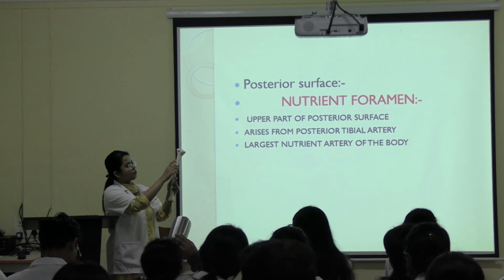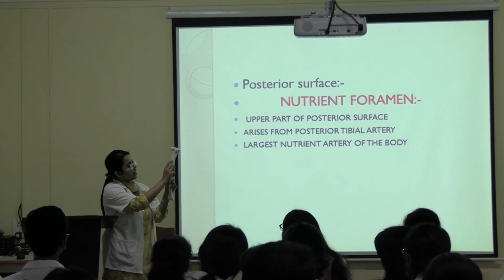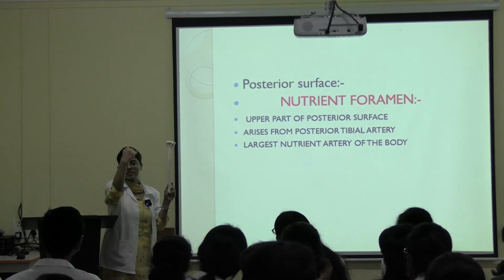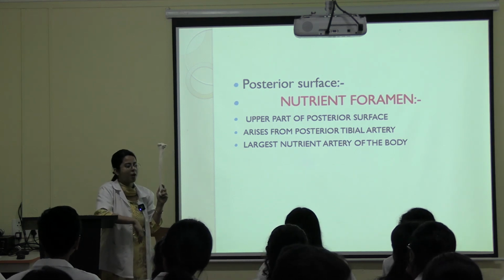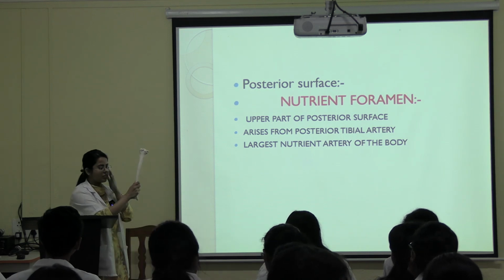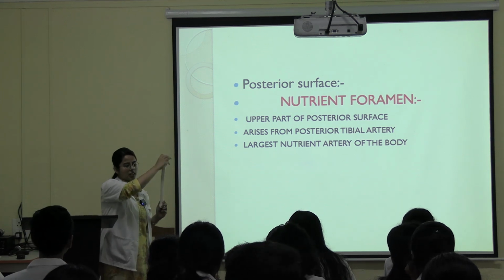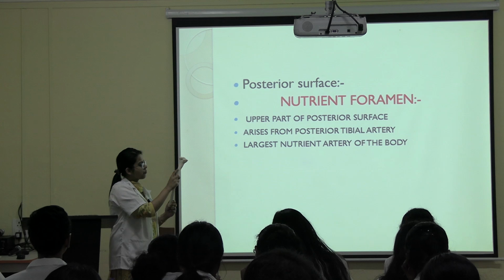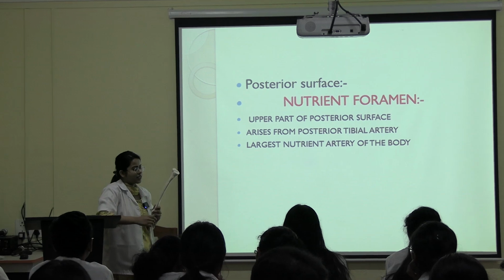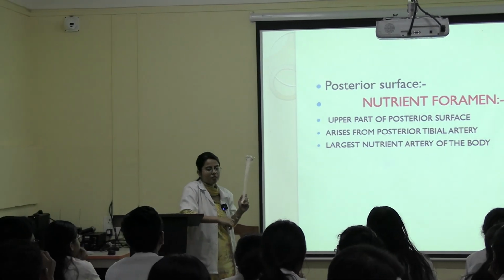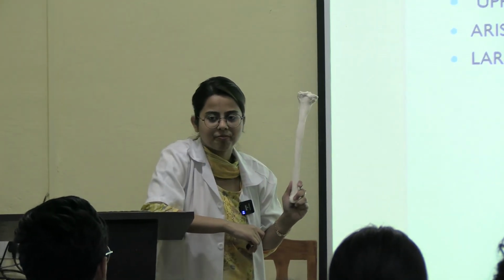As you can see, nutrient foramen is directed in which part? Lower part or upper part? What is the direction of this? This nutrient foramen is directed downwards. So growing end will be which one? Upper part. So nutrient foramen is directed opposite to the growing end. Okay, so this is the growing end of the tibia. Clear? This nutrient foramen is directed downwards. So nutrient artery will pass through it, and this nutrient artery of tibia is a branch of posterior tibial artery, and this is the largest nutrient artery.